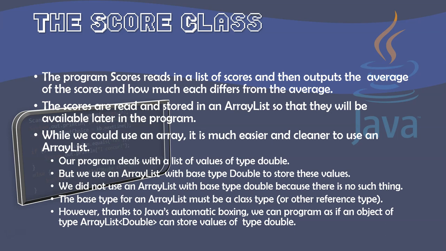Now, I did say that we can use this with doubles because of Java's automatic boxing and unboxing. So we can have an array list of type Double with a capital D to store values of type double with a lowercase d. It will still work, but we can't create that array list of type double with the lowercase d because, again, remember, that's a primitive type.